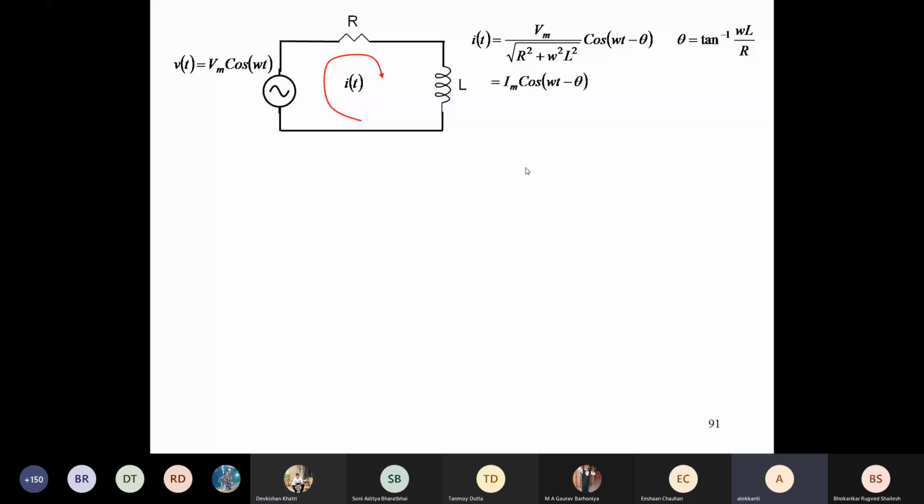So this I is equal to basically Vm by root over this, so this becomes Im cos omega t minus theta. You see, by applying a voltage vt equal to Vm cos omega t, we are getting a current it, which is Im cos omega t minus theta.